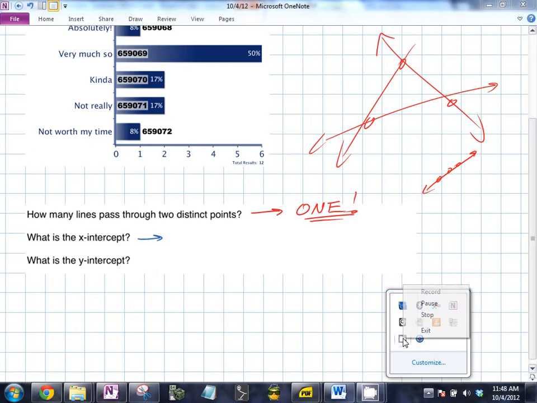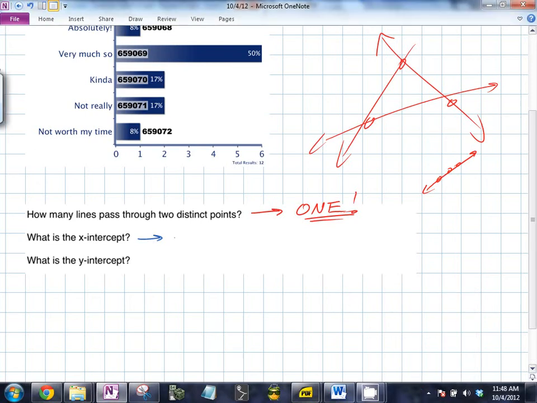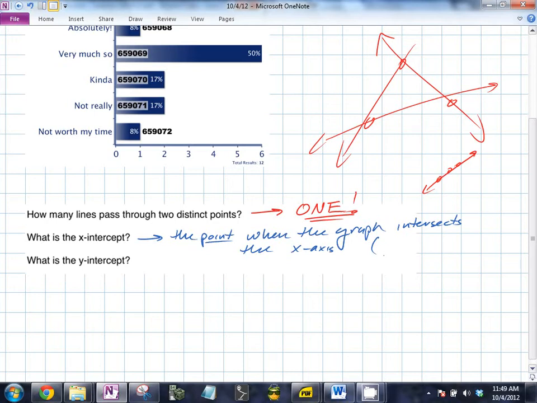What is an x-intercept? The one where the graph intersects the x-axis. That's correct. Can someone simplify that? The point where it crosses the horizontal axis. Not where x is 0. It's the point where y is 0. The x-intercept is when y is 0.